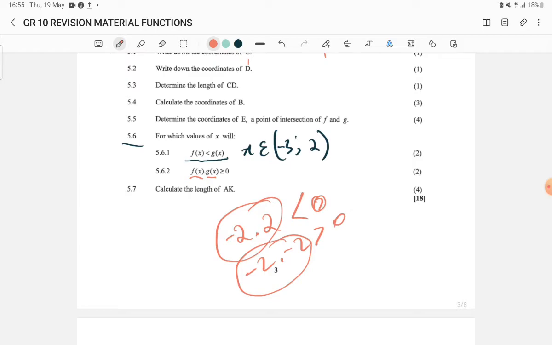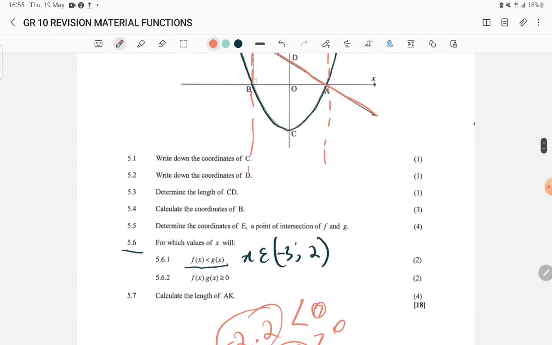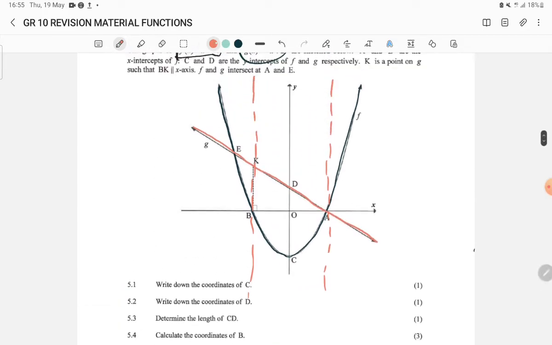Otherwise, if the signs are different, then the sign of the product of those two things is going to be negative. So we are now going to focus on where f(x) and g(x) have the same sign. So having this kind of situation, let me just take this one.